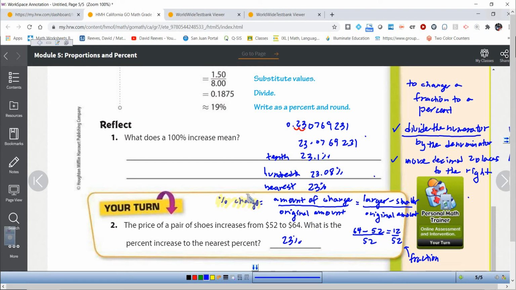So again, to go back through this process to find the percent of change, we're going to put the amount of change, which we're going to get by subtracting the larger minus the smaller, over the original amount, right? That's going to give us a fraction. We're going to divide the numerator by the denominator. That's going to give us a decimal. Then we're going to move the decimal 2 places to the right, not to the left, and that's going to give us the percent. All right, and then we're going to look at that percent, and depending on what they tell us to round to, that will give us our final answer.